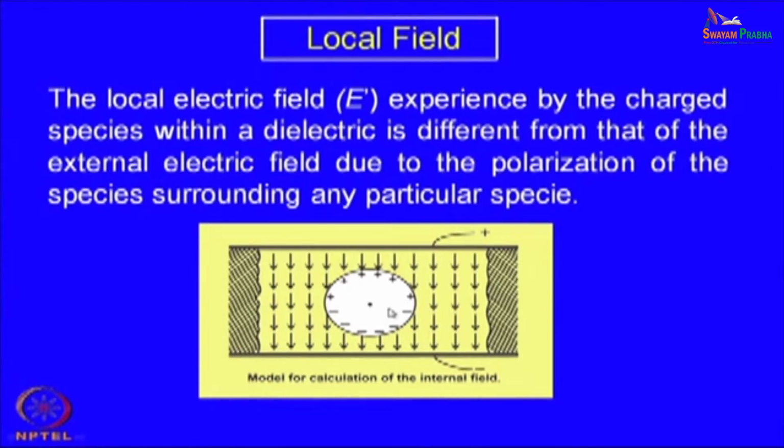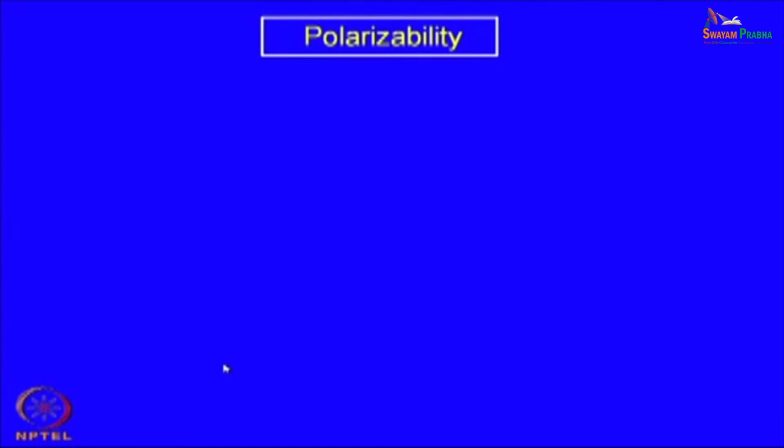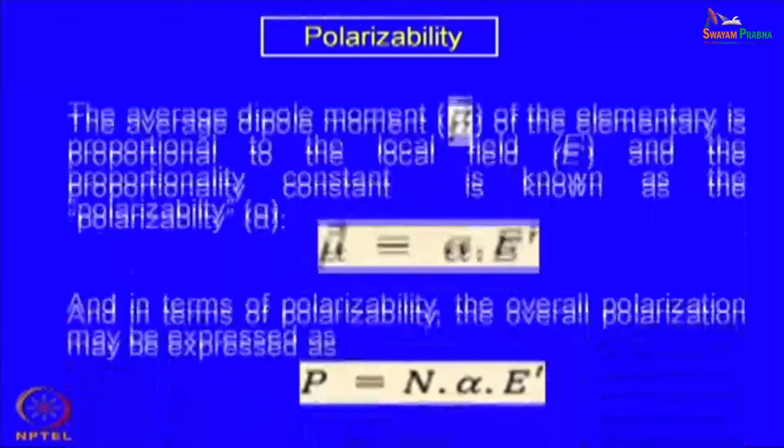We are not going into the details of the calculation, but it will be convenient to know that this electric field is different from that applied from the outside, and that is called the local electric field E prime. Normally it is called E prime, which is different from E. Okay. So, that is another situation one has to keep in mind.